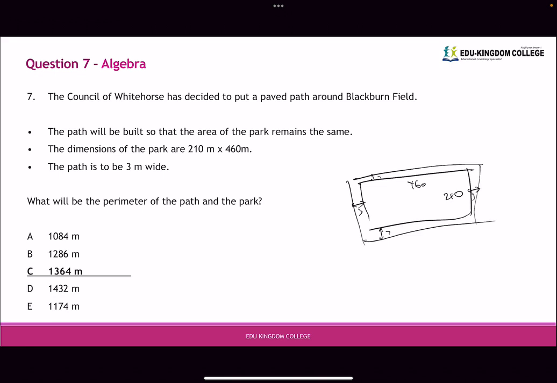So the perimeter of the path and the park together, okay, so it's going to be, this side is going to be 466, this side is going to be 216, and then times 2 each. So this is going to be 432, this is going to be 500, oh, lots of maths. Oh, sorry, not 500, 932. There you go. So 432 plus 932 should give you 1364.